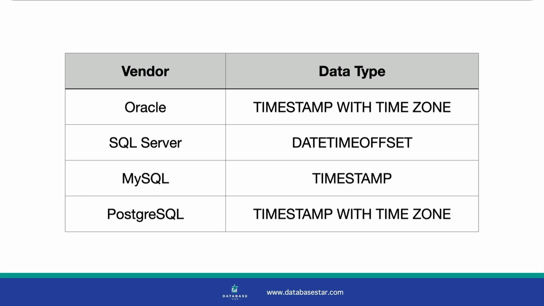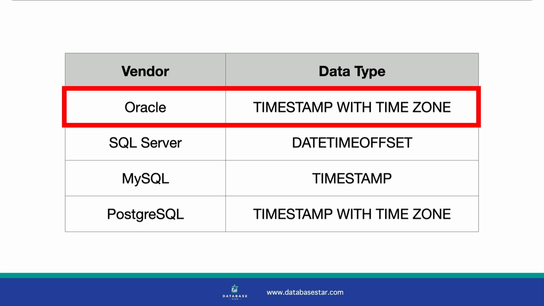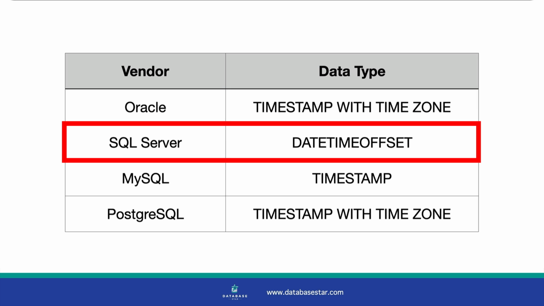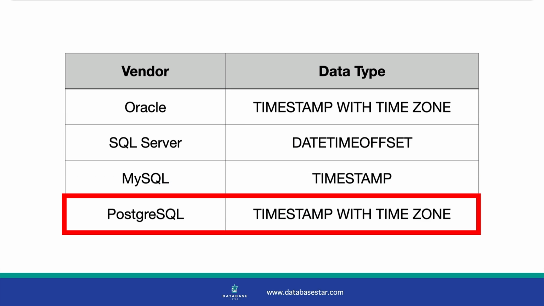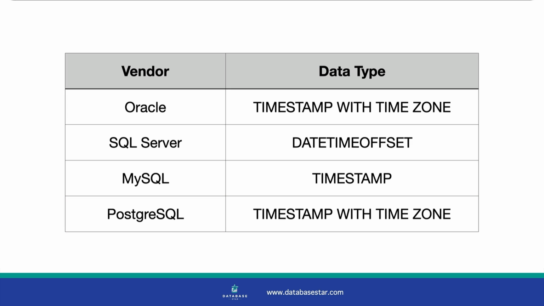Here's what to use in each database. For Oracle, use the timestamp with time zone data type. For SQL Server, use the datetimeoffset data type. In MySQL, use the timestamp data type. For Postgres, use the timestamp with time zone data type. In general, you should avoid datetime data types or timestamp data types, unless you're sure you're only working with UTC data. Otherwise, you'll lose your time zone information. The exception to this is MySQL, where the timestamp data type can handle UTC conversion.